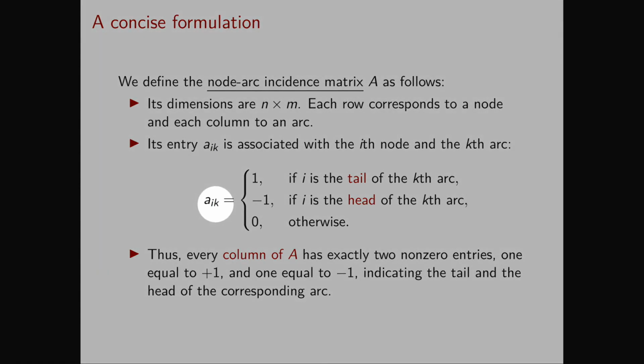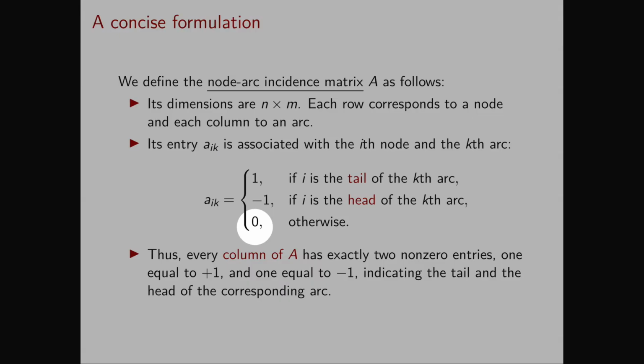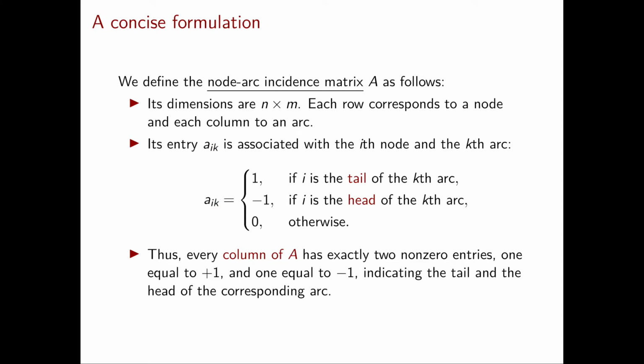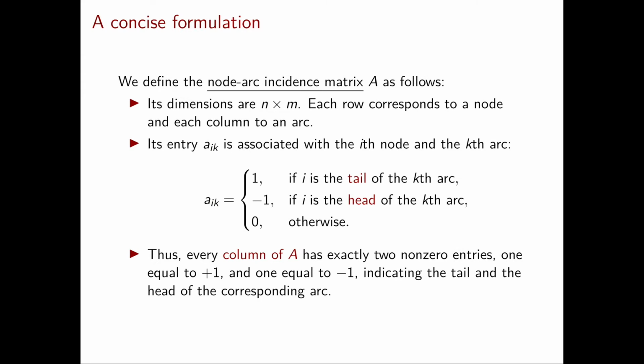a_ik is defined as follows. It is equal to 1 if i is the tail of the kth arc. It is minus 1 if i is the head of the kth arc, and it's 0 otherwise. So the structure of A is very simple if we look separately at the columns of A. In fact, every column of A corresponds to an arc, so it will have exactly two non-zero entries, one equal to plus 1 and one equal to minus 1. The entry equal to 1 will be in the row corresponding to the tail of the arc, and the entry equal to minus 1 will be in the row corresponding to the head of the arc.